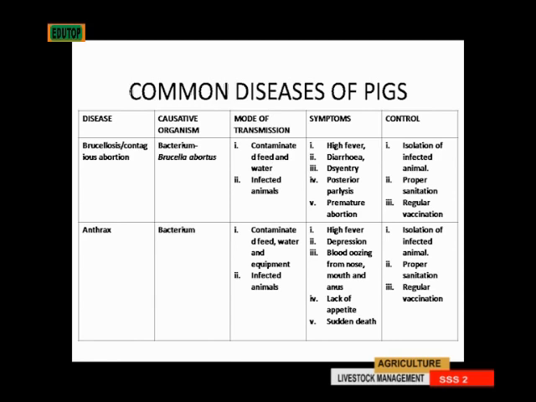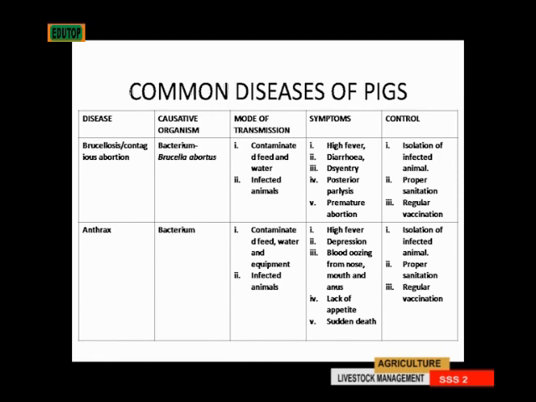Then you control. How do you control brucellosis? Isolate infected animal. Then do proper sanitation. Don't allow the feed and the water of your animals to be contaminated. Then vaccinate them regularly. Now, the next disease we'll be looking at is the anthrax.